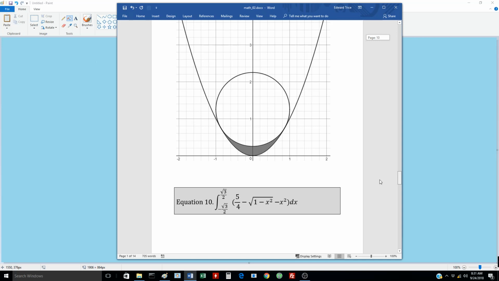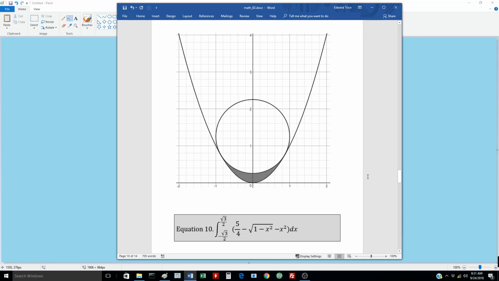Okay, so now this is what we're looking at. We're going to integrate from negative square root of 3 over 2 to square root of 3 over 2 of the difference of the equations between the bottom half of the circle and the parabola. Remember, when you integrate underneath a curve, you get the entire area of the curve. So in order to just get the shaded area, you need to subtract the area under the circle from the area that's under the parabola, which is why the last term in this equation 10 is minus x squared.